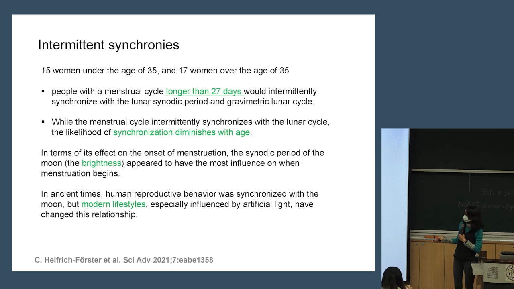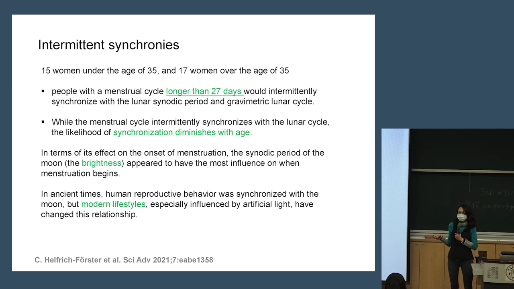Well, a most recent study just published last year in a very good journal, Science Advances. They studied people at different age. 我们一开始讲哦,不同年纪你的 circadian clock 不一样,对不对?好,and they found that if at different age and if people have period cycle longer than 27 days, they will intermittently synchronize their period with the moon. 哎,所以你要细分呢,不是全部拿来算一算就好了,对不对?你要分不同组别啊,做详细的研究。And look at this. This synchronization diminishes with age.